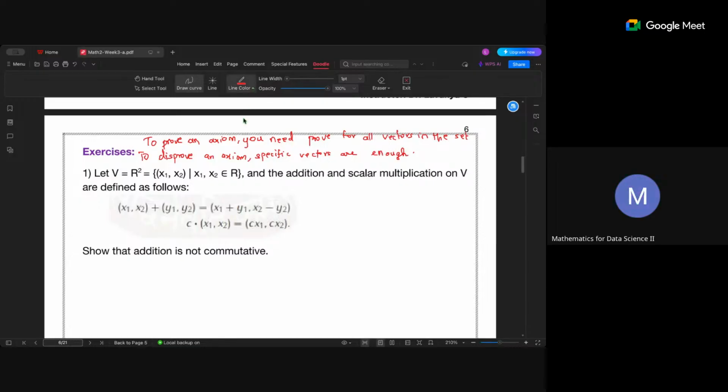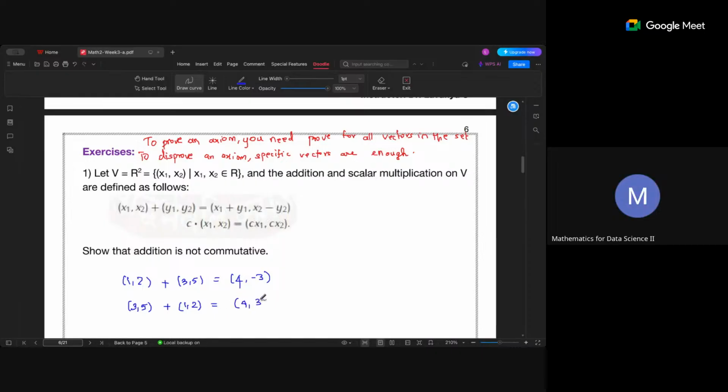Yes, ma'am. So for example, suppose I am taking (1, 2) and (3, 5). What is the sum according to this definition? 1 plus 3 is 4 and then 2 minus 5 is minus 3, so it is (4, −3). Now you have (3, 5) plus (1, 2), which is (4, 3).